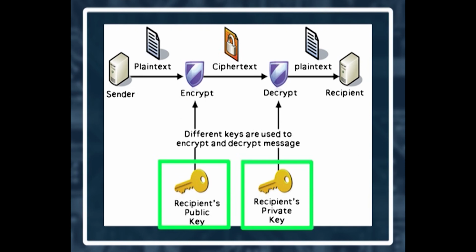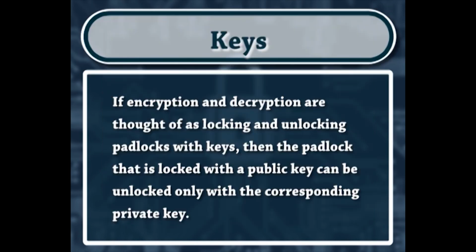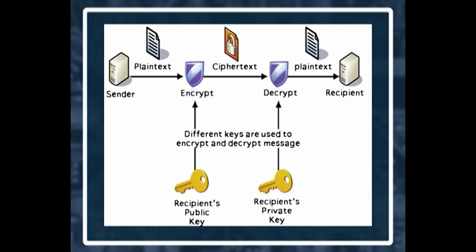Asymmetric key cryptography uses two separate keys, one private and one public. If encryption and decryption are thought of as locking and unlocking padlocks with keys, then a padlock that is locked with the public key can be unlocked only with the corresponding private key. The figure shows that if Alice locks the padlock with Bob's public key, then only Bob's private key can unlock it.